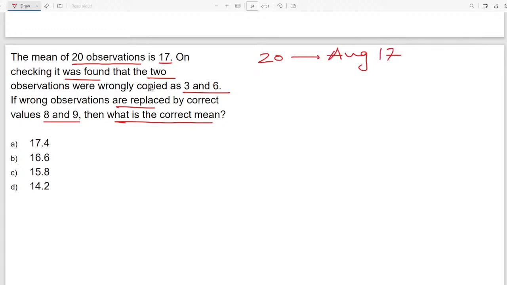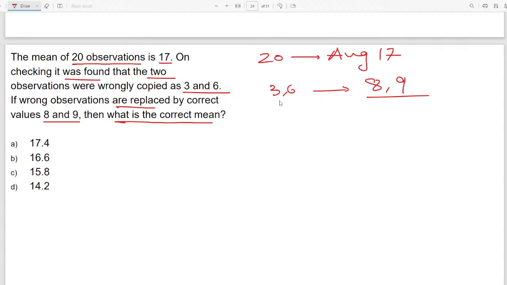But afterwards, they found that there were 2 observations, that is 3 and 6, which were wrongly taken as 3 and 6, but it should have been 8 and 9. So instead of 3 and 6, it should have been 8 and 9. And then they're asking what is the correct mean.